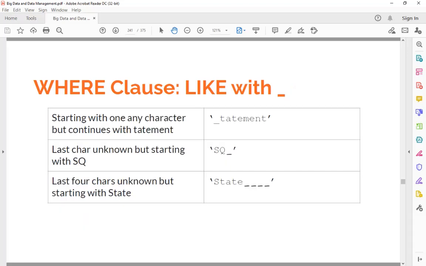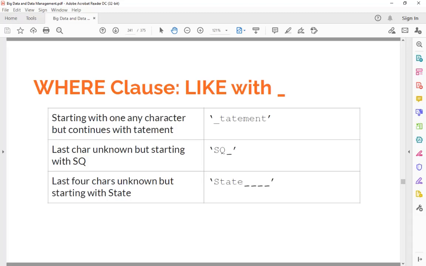Similarly, we have underscore LIKE. Underscore stands only for one character. If you want to check something starting with one of any character but continues with TAT, then that's what you see. Underscore TAT, or anything like SQ underscore. SQ underscore can give you SQL, can give you SQA, can give you SQR, SQK, SQZ, anything.